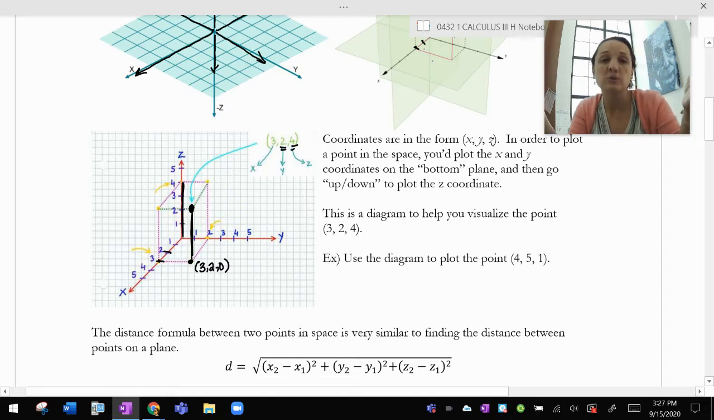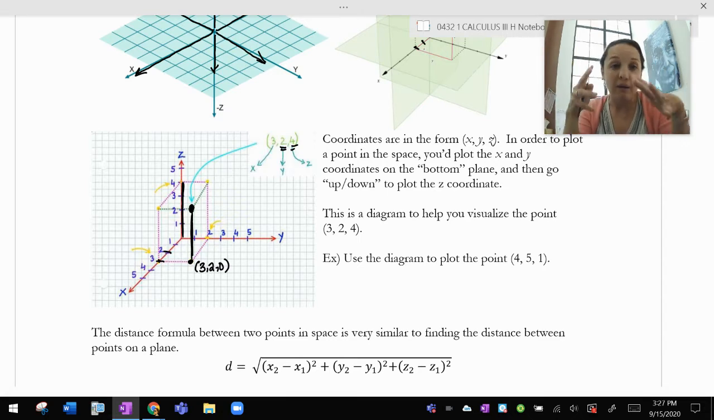So the tough part is when we're drawing in 3D on a 2D plane on your paper, it's going to look a little funky. You should still understand how it works. I'm going to have you plot some points, but you're not going to have to do this often. I just wanted you to be familiar with it.